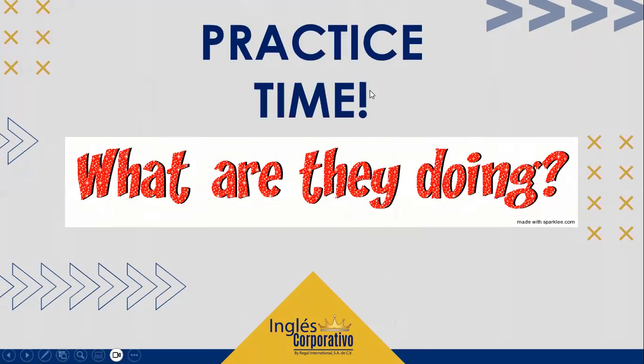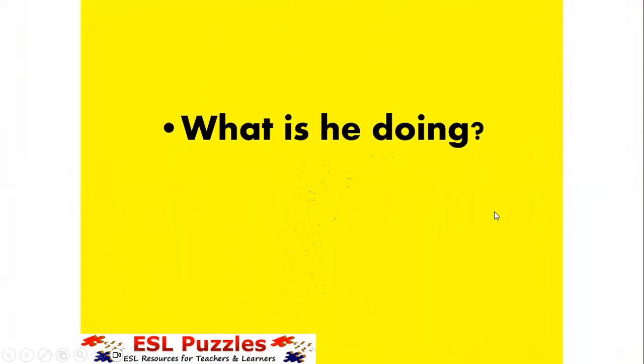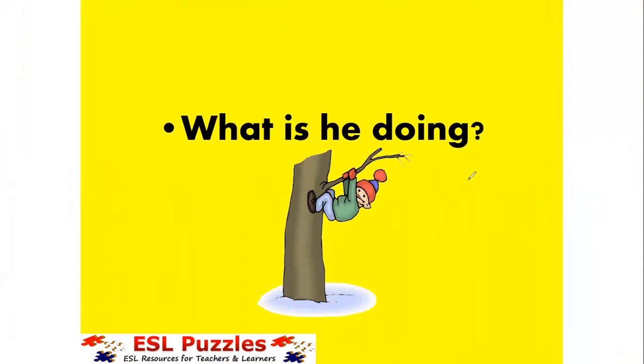What are they doing? So you have to tell me what are they doing. Me van a decir qué es lo que ellos están haciendo. Okay, give me one second. What is he doing, everybody? What do you think? He's climbing. Very good. Climbing. What else? Okay. He is falling. He is falling. Very good. What else? Otra idea. Any other idea? He is playing in the tree. Ah, very good. He's playing in the tree. Excellent. Okay, very good. Let's see next one.